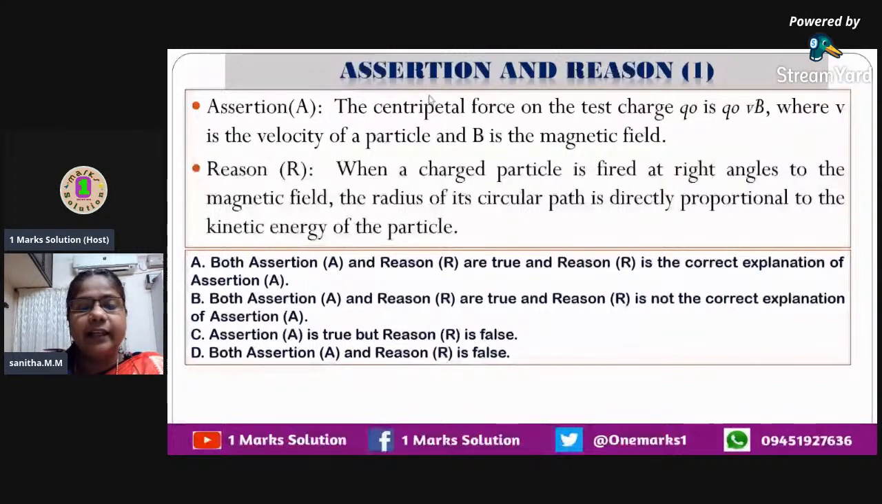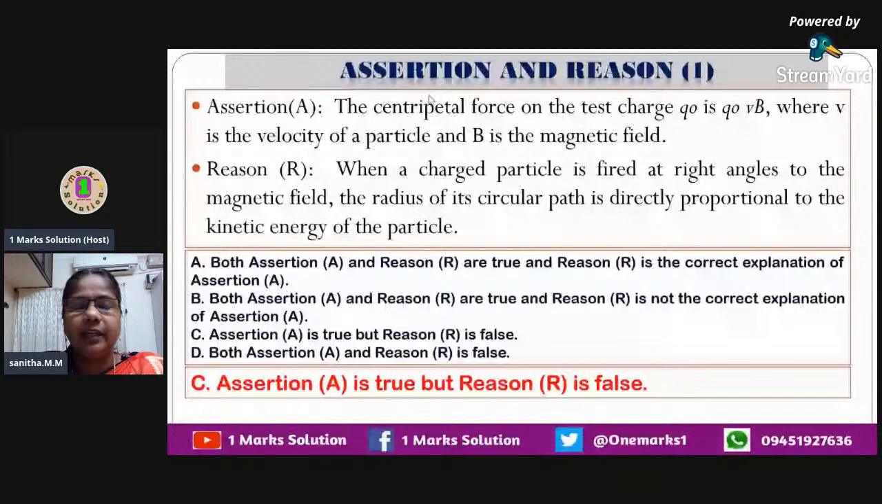Then what is the reason here? When a charged particle is fired at right angles to the magnetic field, the radius of its circular path is directly proportional to the kinetic energy. Now, the assertion is true, but the reason we can say is not true. That means the radius is not directly proportional to the kinetic energy.